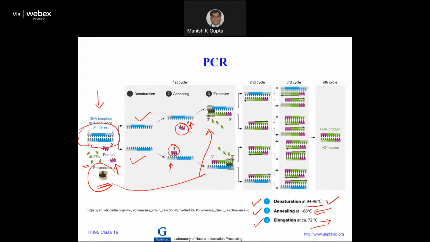One can ask: after n cycles, how many copies of DNA will there be? Any idea? How many copies will be there? You can see that the answer is 2 to the power n copies. You could have read it, but anyway, you can see why it will be so, right? For each cycle, how many copies will there be? Got it? So this is the idea of PCR.